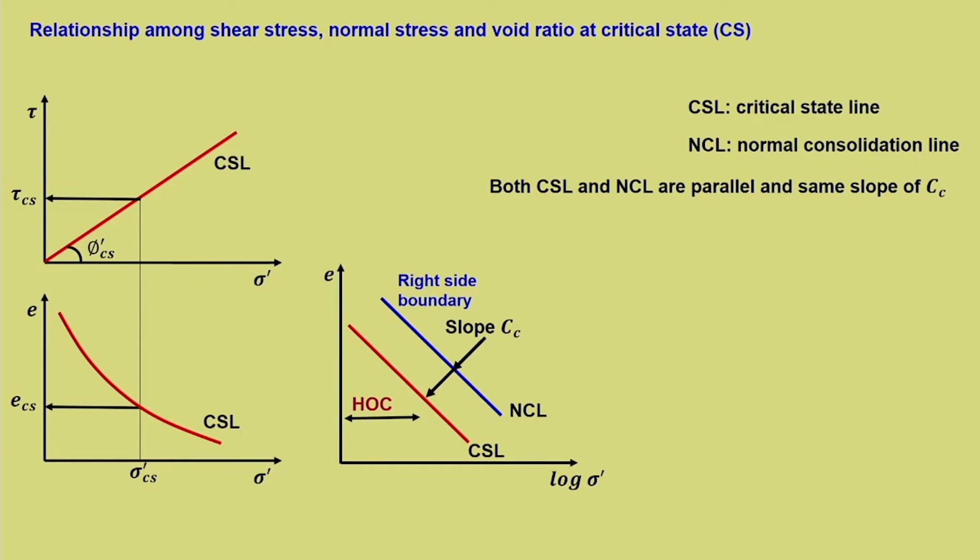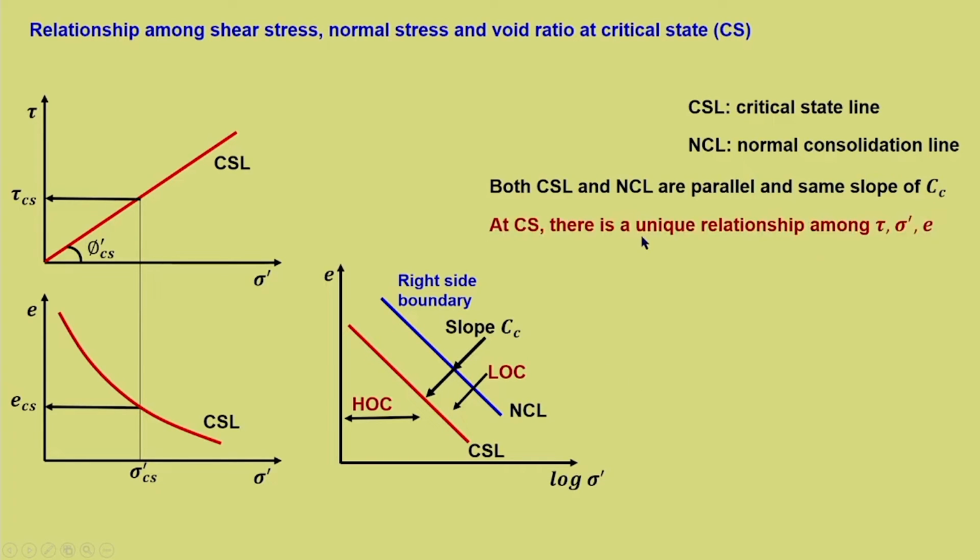Because the overconsolidated state is created by unloading from the normally consolidated state. So, unloading means it will be on the left side of the normally consolidated line, and the critical state line falls in between. And how do we interpret this? This we will understand as we move further. So, lightly overconsolidated will be somewhere around this. We will discuss more about it later.